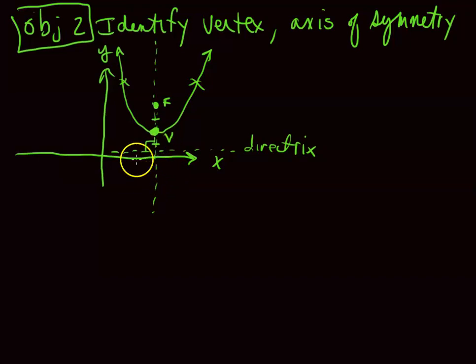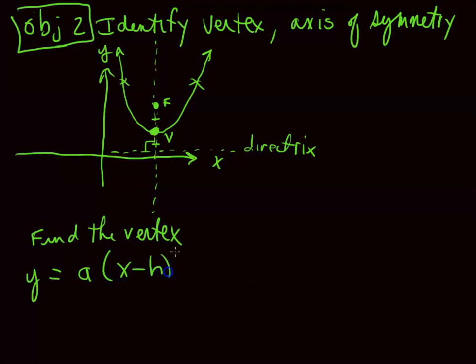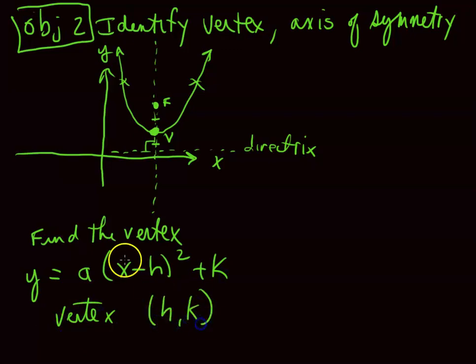So how do you find those? Well, finding the vertex is the key. How do you find the vertex? There is the form that we talked about before, y instead of f(x), a times the quantity (x minus h) squared plus k. The vertex is easy to find. It is (h, k). Subtraction is important. This addition is important. That would be the vertex.